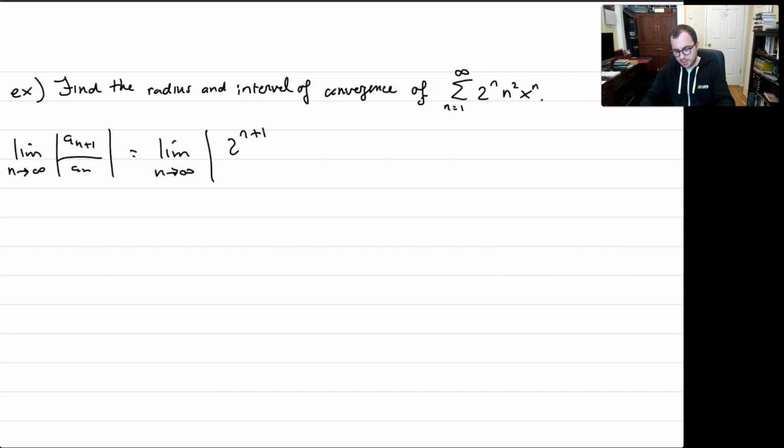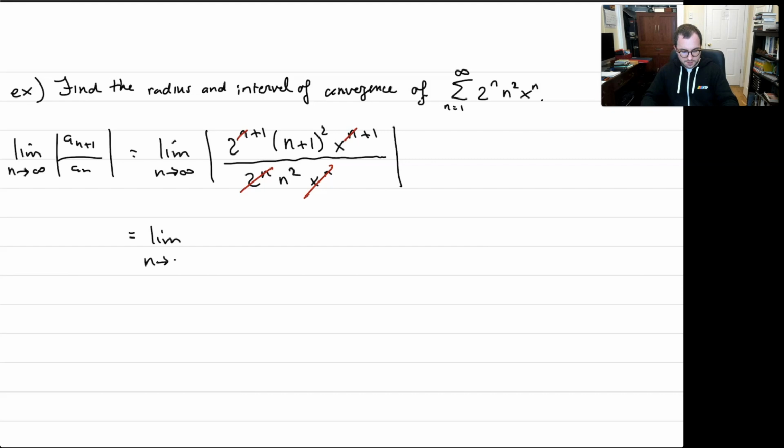Got 2 to the n plus 1, n plus 1 squared, notice that the 1 is inside the parenthesis here, x to the n plus 1 over 2 to the n, n squared, x to the n. Beautiful. Let's simplify this a bit. The 2 to the n's cancel. The x to the n's cancel. And I'm left with the limit as n goes to infinity of 2 times, I'm going to expand this to n squared plus 2n plus 1 over n squared times x.